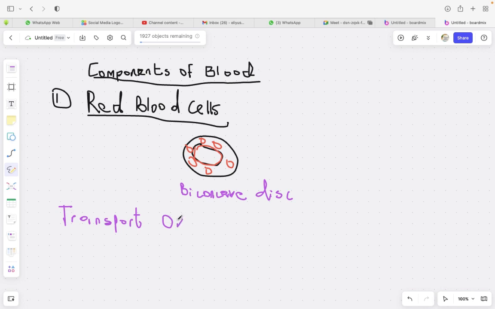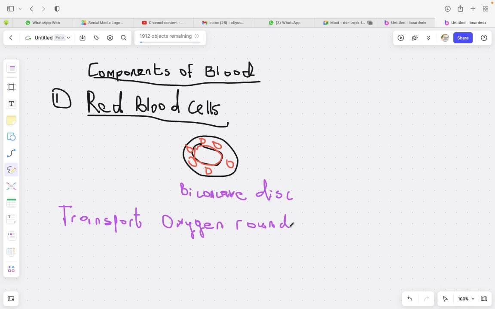Remember, the body cannot function properly without oxygen. So it is the job of the red blood cells to move oxygen around the body. Now, where do red blood cells get this oxygen from? They get it from the lungs, the alveolar part.